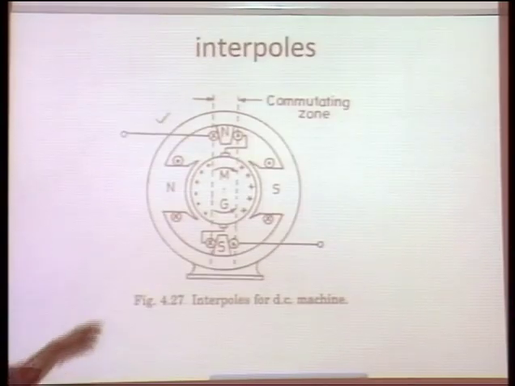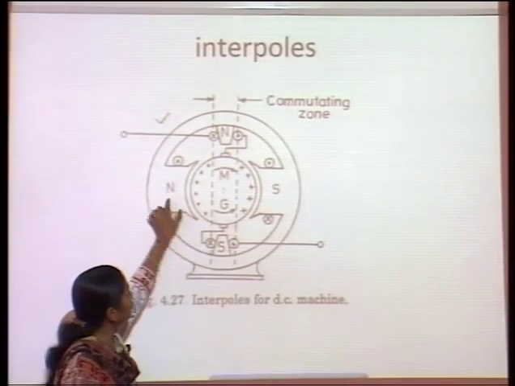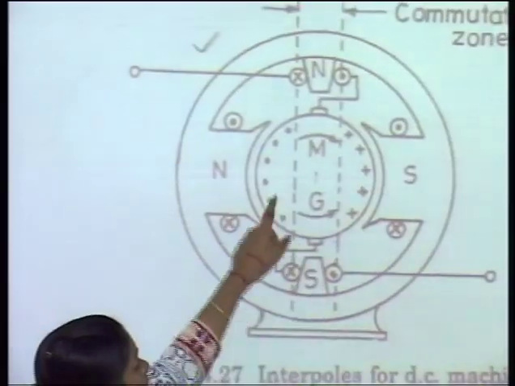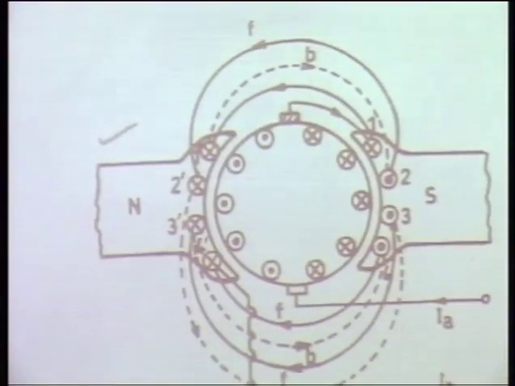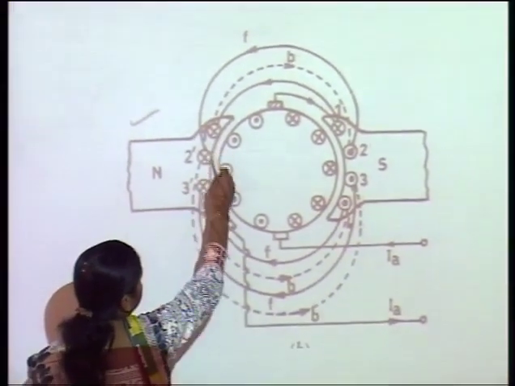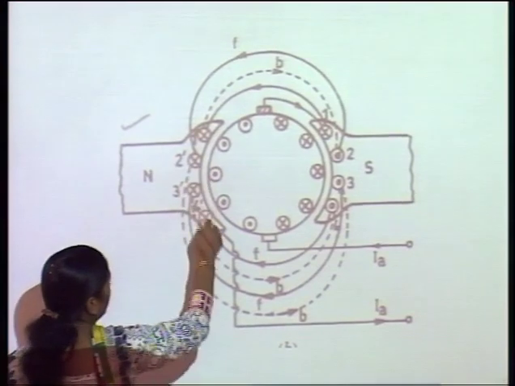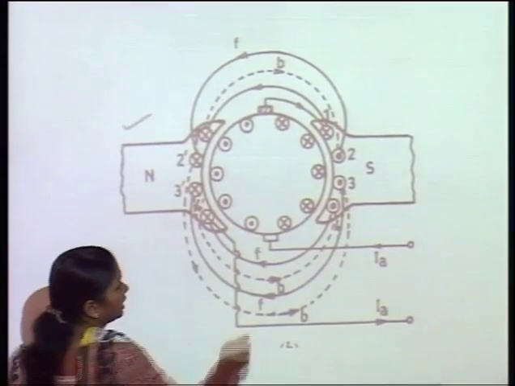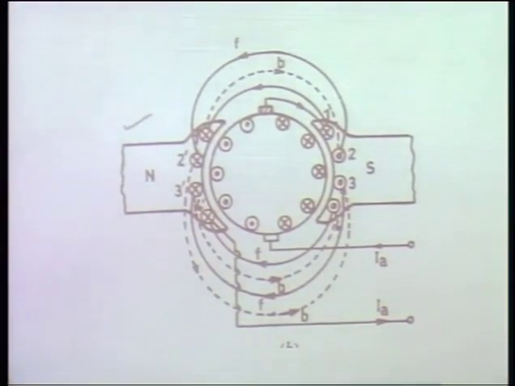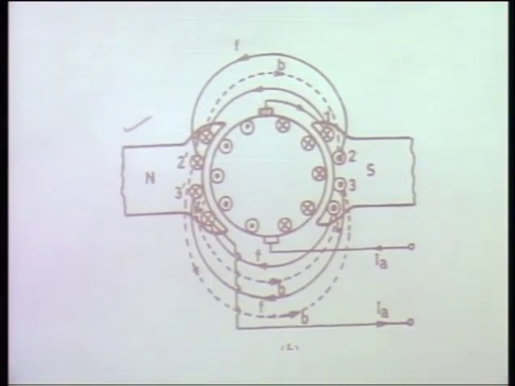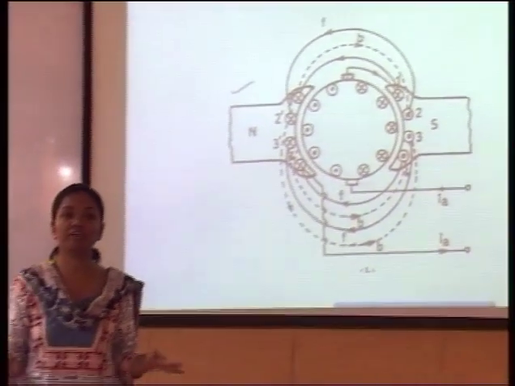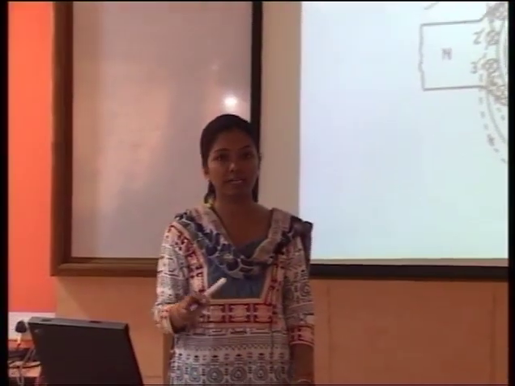At the last, these are the diagrams of interpoles. These are the small poles between the two poles, and this is the compensating winding located on the pole faces, and they are connected to the armature so that they can carry the same current as the armature, and they can further produce the same effect as produced by the armature, but in the opposite direction to the armature flux, so that the overall effect of armature flux could be nullified with the help of the compensating winding.